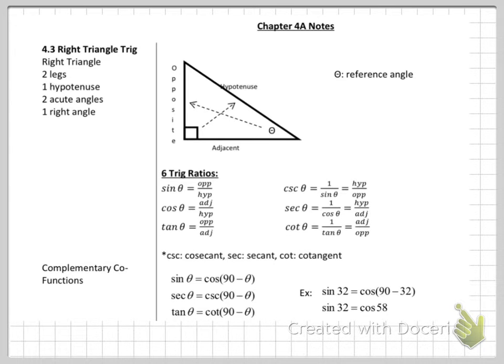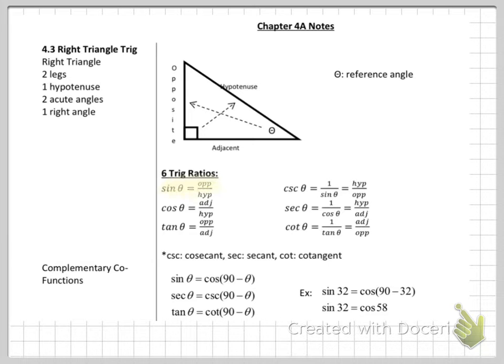Section 4.3 is on right triangle trig. I'm sure you remember some of your right triangle trig from your previous courses, and SOH CAH TOA might sound familiar, but that is only half of the 6 trig ratios. So on this side, you can see we have our SOH CAH TOA set up for you.